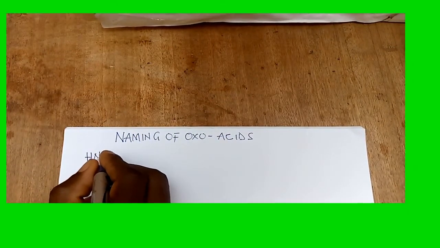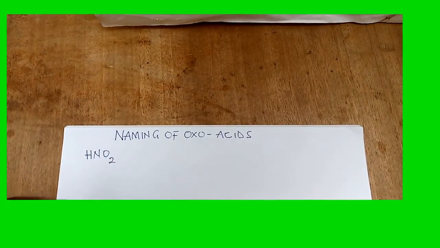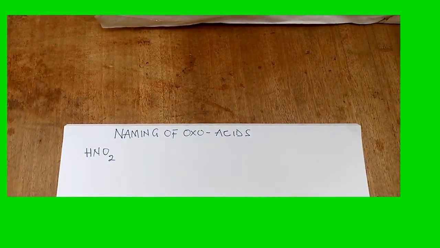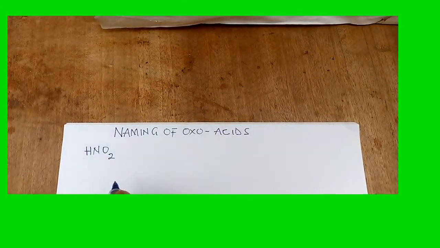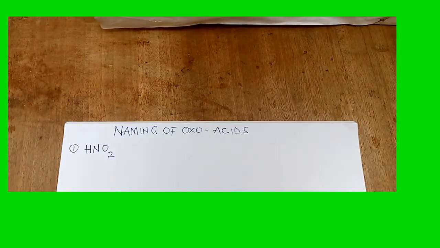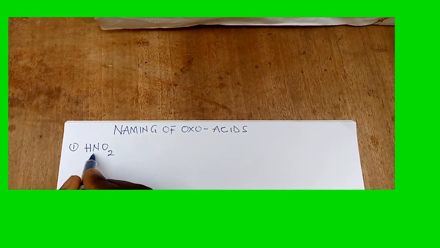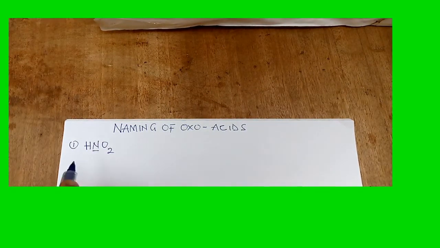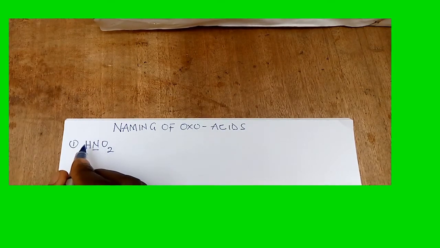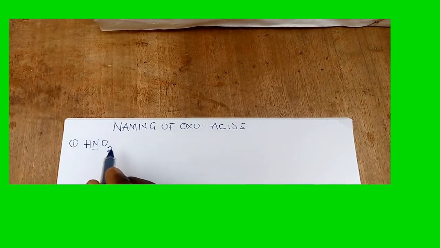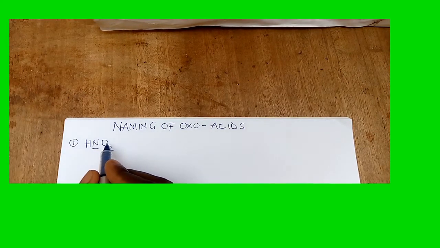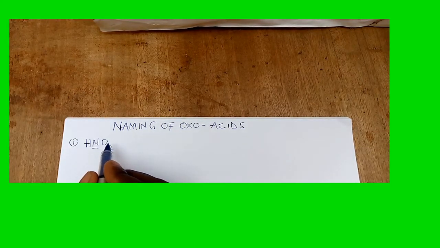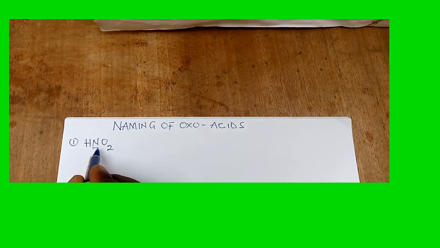First one is this, HNO2. So to name this acid, all that you need to do first is to find the oxidation number of the central atom, which is N here. You know that hydrogen has a fixed oxidation number of +1, and oxygen has a fixed oxidation number of -2. So all that you need to do is find the oxidation number of the central atom, which is nitrogen. That will help you to name the acid.